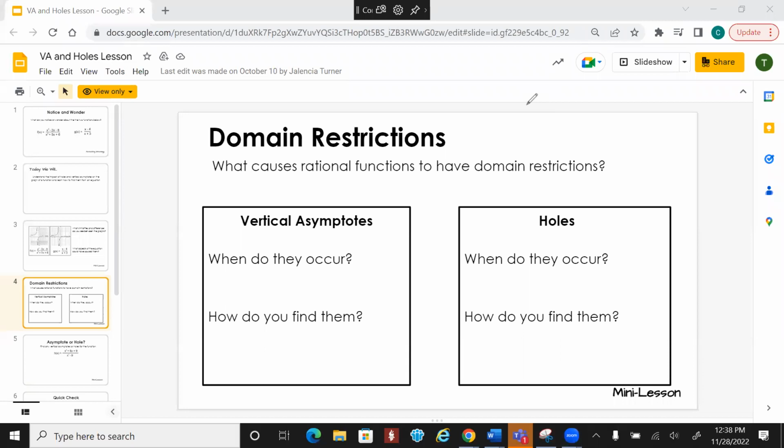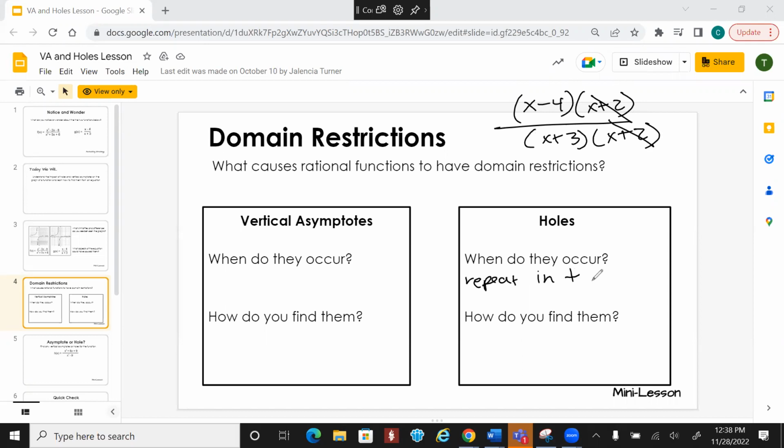Coming back to that function that we started with today, the one that was on your paper. This is after we factored it. So we said this was a hole when we canceled this out. So when do they occur? When there's a repeat in the numerator and denominator. So how do you find them? You factor and then cancel them out.